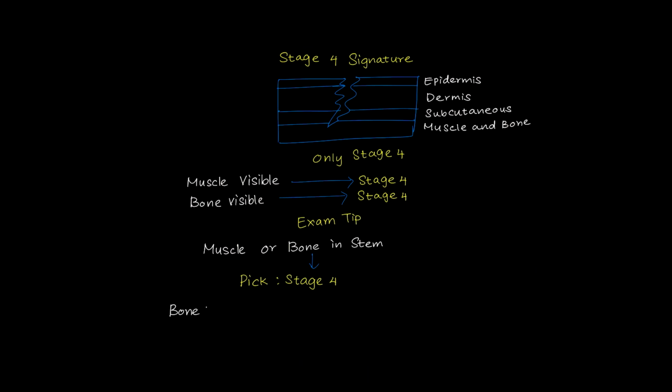Here's a WGO D439 OA exam tip for you. When muscle or bone appears in the stem, jump straight to stage 4. Quick recall hook. Bone in view, stage 4 for you.